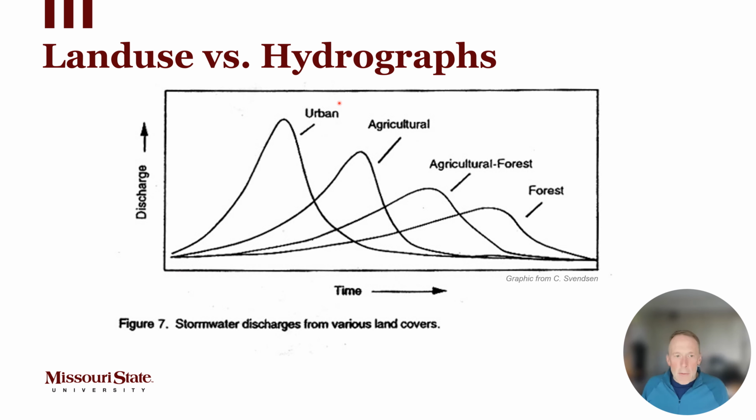All right, so we've got four hypothetical land uses: urban, agricultural, a mix of agricultural and forest, and forested. We're going to pretend that this is in one watershed and all the other watershed factors are equal. The only thing we're changing for our hypothetical watershed is what the stream flow would look like.